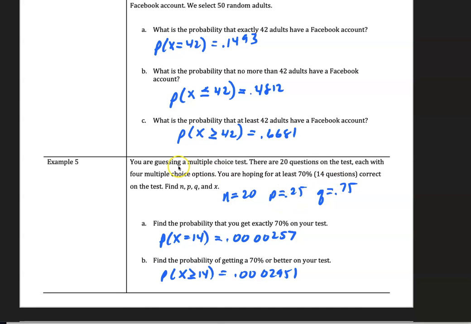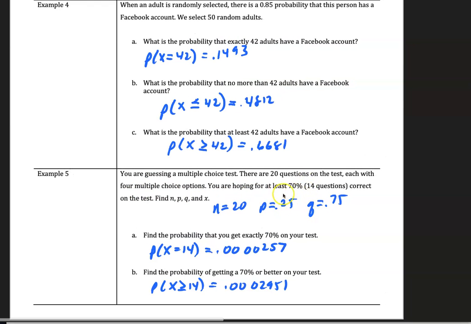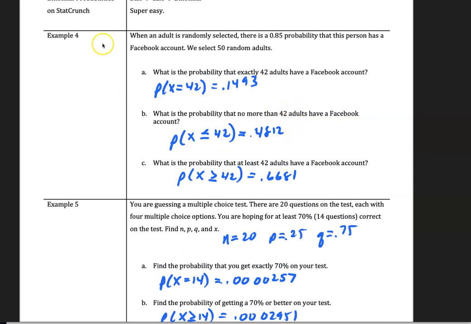You have a 25% chance of guessing when there are 4 options. So just make sure you're mindful of that one here as a 70% rule. This one was similar to what we had before. Let me at least write the values that you need here. In this one, your n is 50, and your p that you're going to use is 0.85. So just make sure you're mindful of that as you do the calculations.